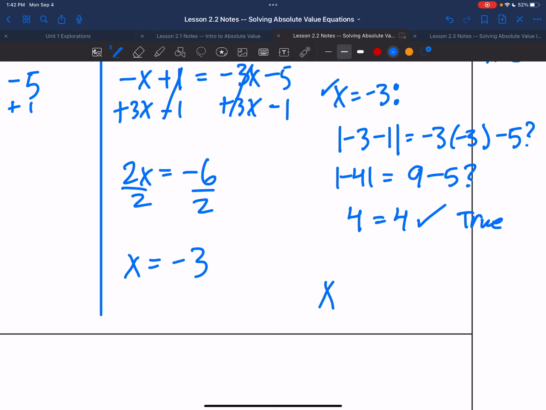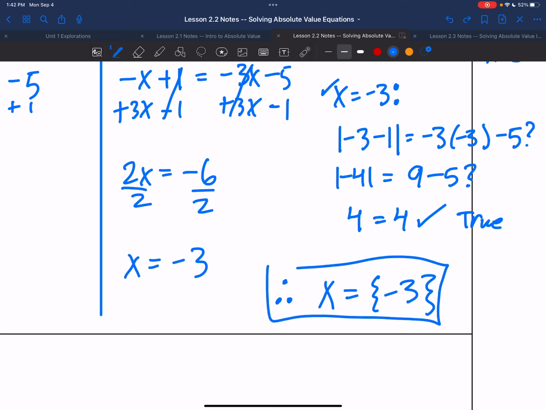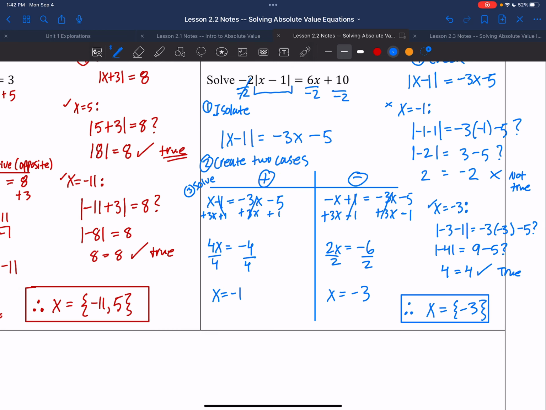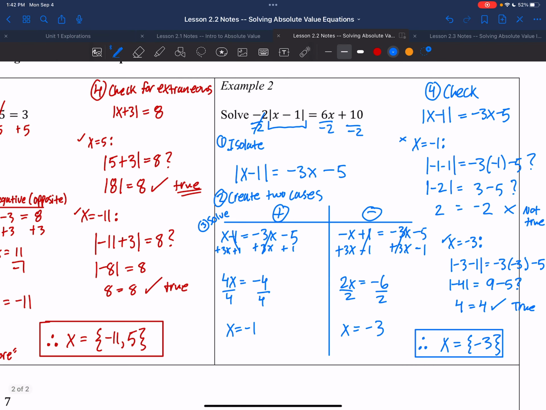So, x equals negative 3, like so. It's a single answer. Single answer. I don't like that, that's a trapezoid. I wanted it to be a rectangle. That's better. Okay. And that's that. I'll clean this up a little bit later. All right. And so that's the importance of checking both answers.